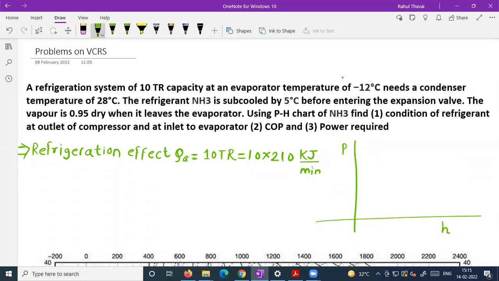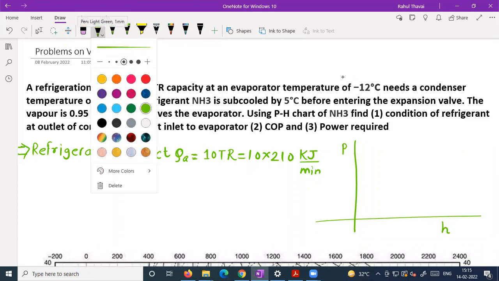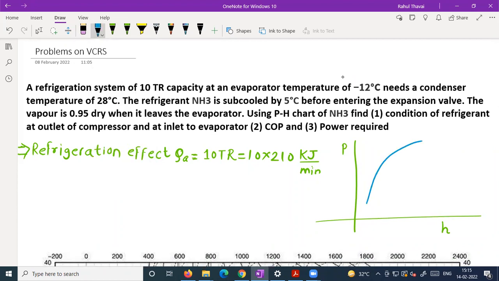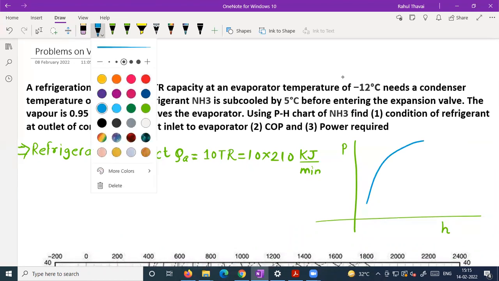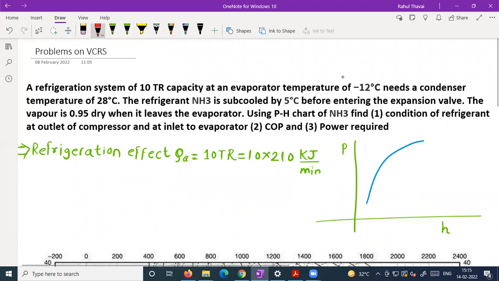For the pH diagram, I will just draw the left hand part of the curve. Let us see this left hand part of the curve. It is somewhat like this. And also plot the right hand part of the curve. It will be somewhat like this. So this is basically the dome, inside which we need to plot the different processes, right?